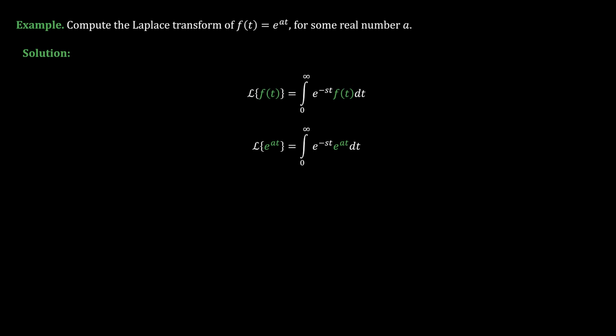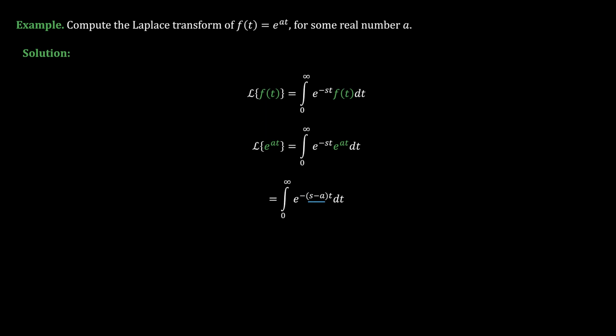Using properties of exponents, I can combine the two exponents from those exponentials. I'm going to write it in a very specific way, as e to the negative (s minus a) t. The reason I do that is that the relationship between s and a will determine whether this integral converges or not. So we have to look at different cases.